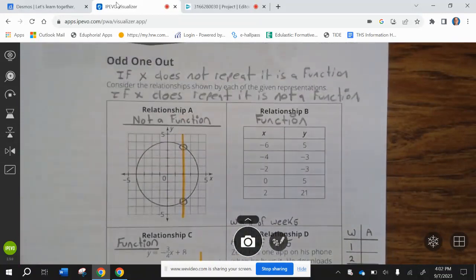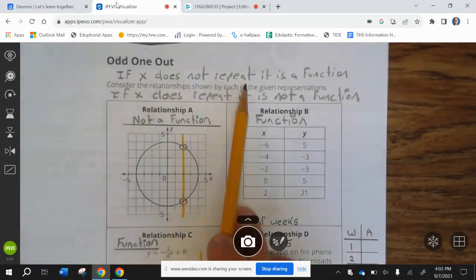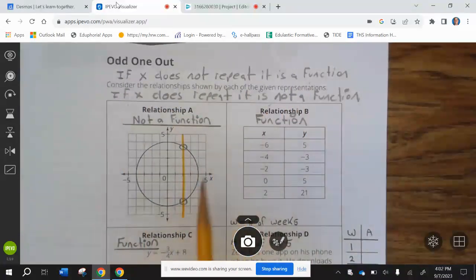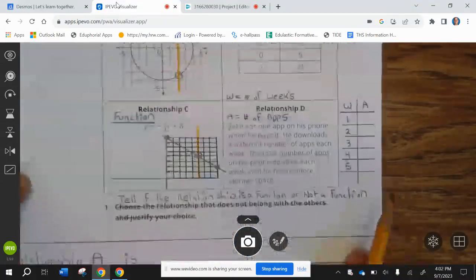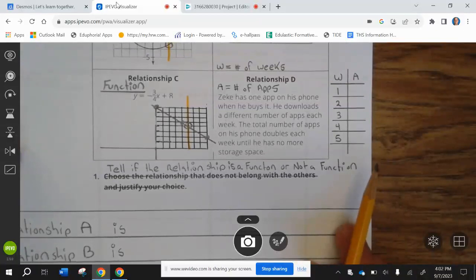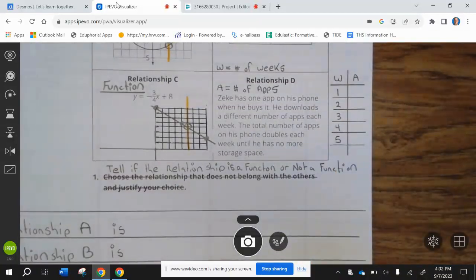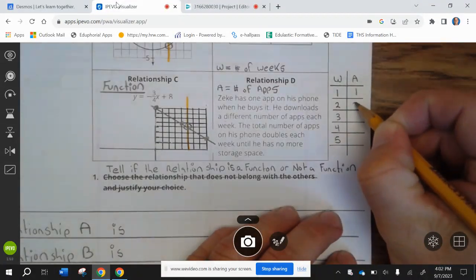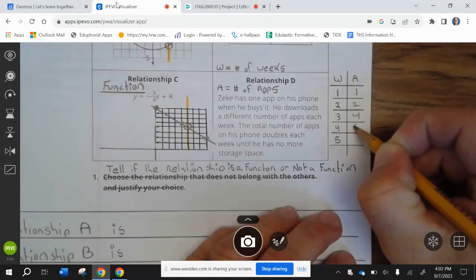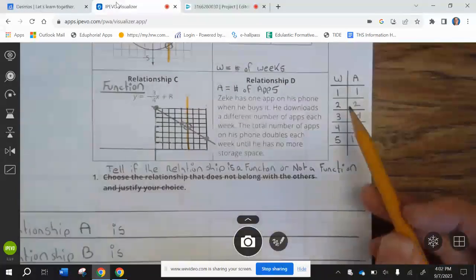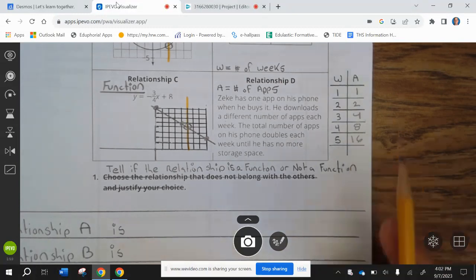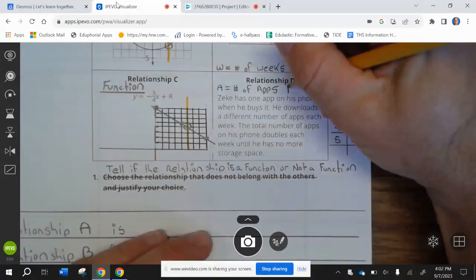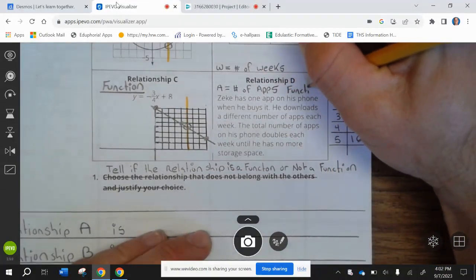Okay, now to look at D, if x does not repeat, it's a function. If x does repeat, it's not a function. So here, Zeke has one app on his phone. When he buys it, he downloads a different number of apps each week. The total number of apps on his phone doubles each week. So he starts with one app, then he has two, then he has four, then he has 8, then he has 16. The x's do not repeat, so this is a function.